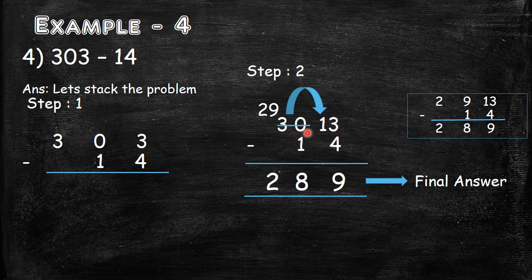Now, here 30 becomes 29. How do we write it? When we write it, 13 becomes ones place, 9 becomes tens place and 2 becomes hundreds place. So, in the final answer we have 13 minus 4 is 9, 9 minus 1 is 8, and 2 remaining, nothing, is 2. So, final answer is 289.